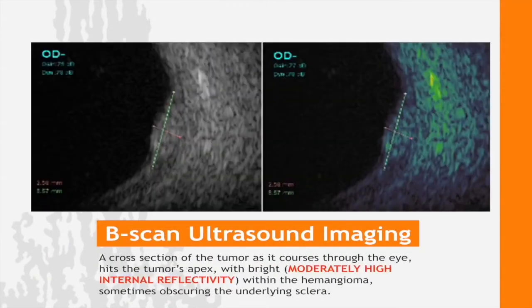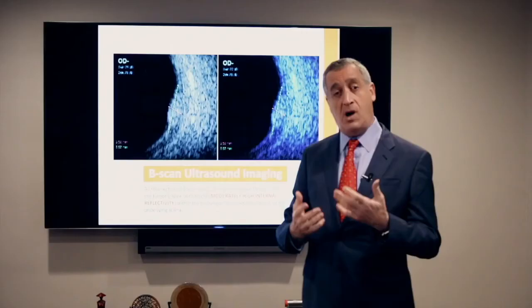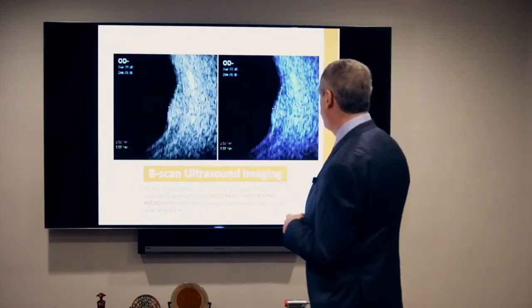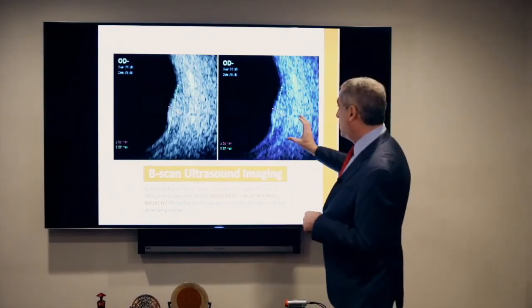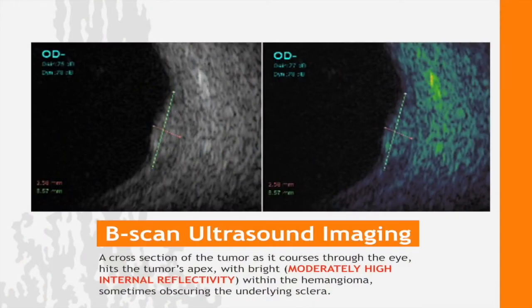Here's a B scan of a hemangioma, and if you don't have an A scan or you don't know how to use an A scan, you can just look at the tumor and you can see that it's bright compared to, say, the choroid, or definitely the vitreous. If you look at hemangiomas and compare them to melanomas, melanomas tend to be more moderate or low reflective. If you have color in your ultrasound machine, you can colorize the photo, and that accentuates the differences and the high internal reflectivity.